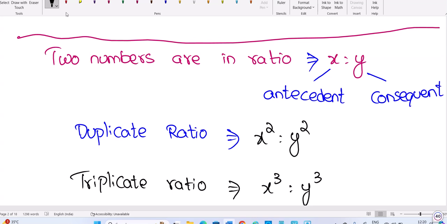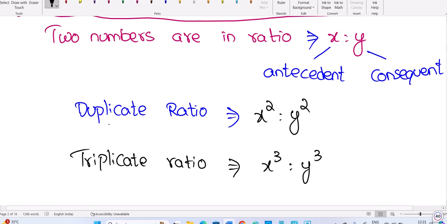The basic ratio is x is to y. The duplicate ratio means x square, y square. The triplicate ratio means x cube, y cube. Now I'm asking about the subduplicate ratio and the subtriplicate ratio. Subduplicate is square root of x, square root of y, that is, x power 1 by 2, y power 1 by 2. Then subtriplicate is the cube root, power 1 by 3.